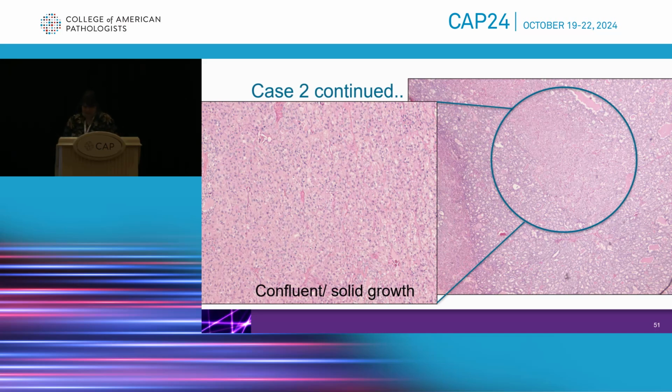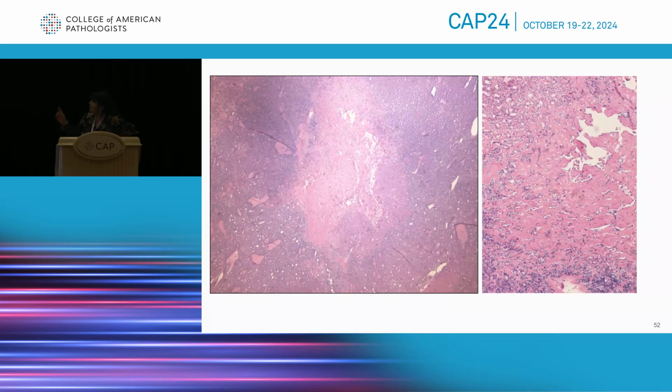And then when we examine even additional sections, you start noticing that you have areas of hyalinization or potential necrosis arising in the center and drop out of your follicular cells in this second nodule that we see.